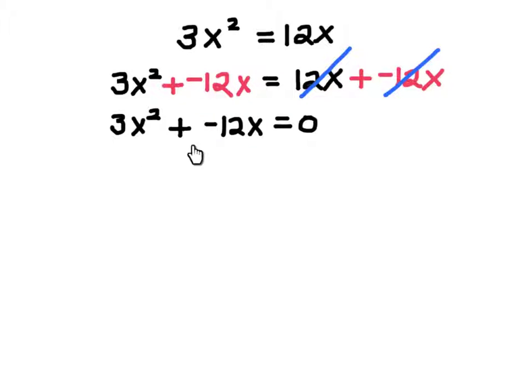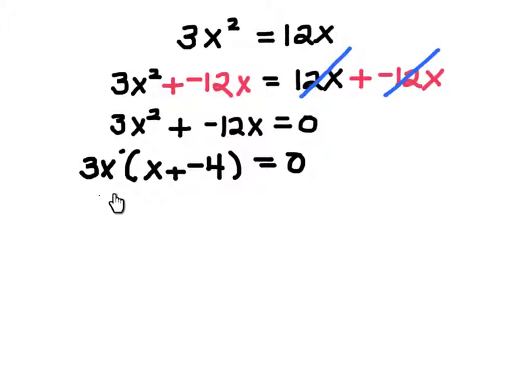Now looking at this, we see that the right-hand side is equal to 0. Let's factor the left-hand side by pulling out the greatest common factor of 3x. And we end up with 3x times x plus a negative 4. This is now also equal to 0. And if we look at this, 3x times x is 3x squared, and 3x times a negative 4 is a negative 12x. This is where we're going to use the zero product property.